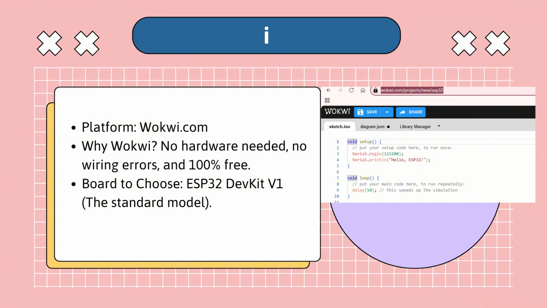For this tutorial, we'll use Wokwi.com to simulate our ESP32 projects. Wokwi is great for beginners because you don't need real hardware, you can avoid wiring mistakes, and it's completely free to use. When creating a new project, make sure to choose the ESP32 DevKit V1 board, since it's the most common ESP32 model.